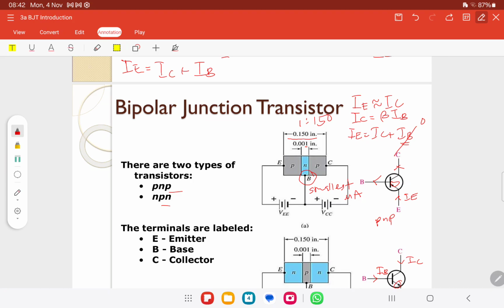Okay, we cannot straight away assume IB is equal to 0. Right. IC is equal to beta IB. What is beta? Beta is the ratio value given together with the BJT. This is its constant value. So the beta must be given. Beta value must be given.